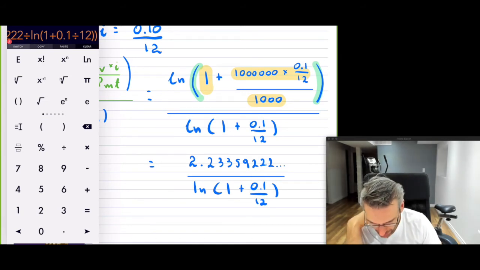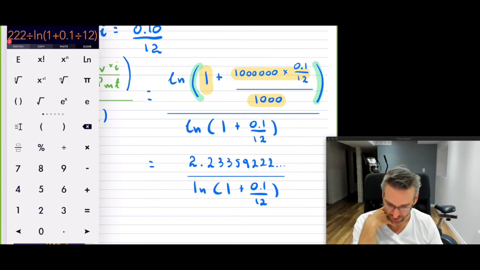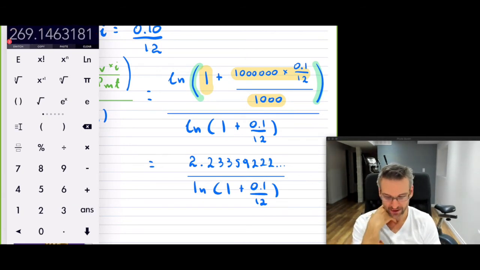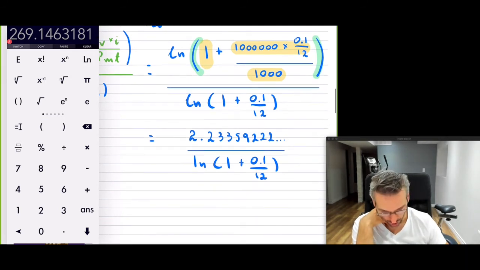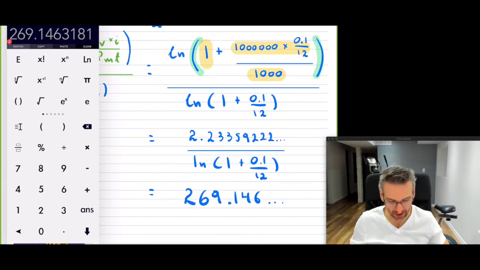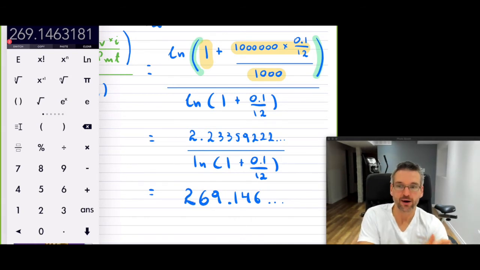All right, so that's what I would have had in there. I'm just looking there. Yep, let's make sure the brackets align, and equals, and this is what we would have. So that's our answer overall. So n is equal to 269.146 and so on.